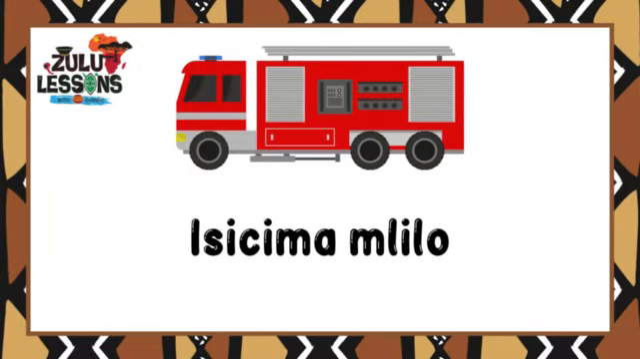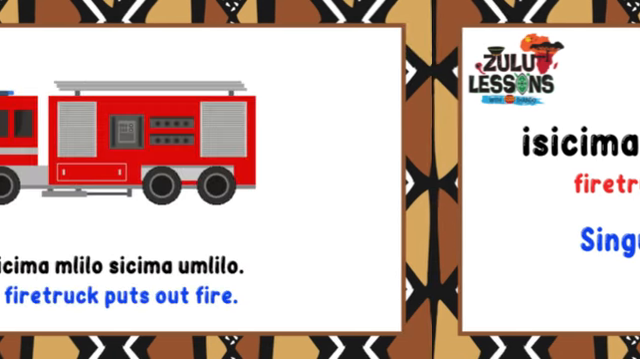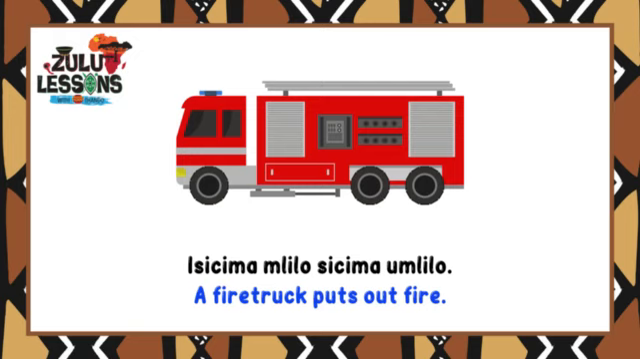Isicima mlilo. That's a fire truck. So umlilo is a fire. Do you hear there's a U there? And then the verb cima means to put out or even to delete or wipe out. So isicima mlilo is then a fire truck. The plural is izicima mlilo. Let's make a simple sentence with this one. Isicima mlilo sicima umlilo. Do you hear we actually use the same words that are in the noun to make the sentence? So a fire truck puts out fire, basically.